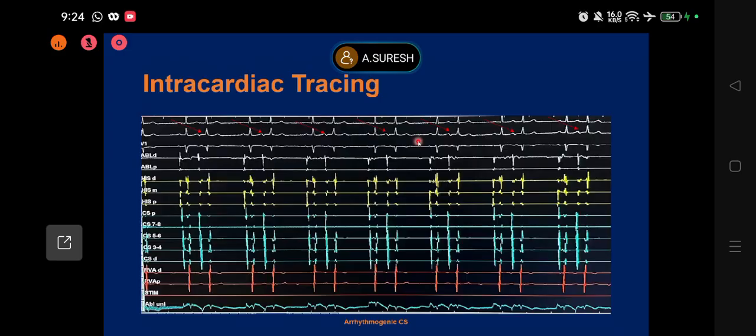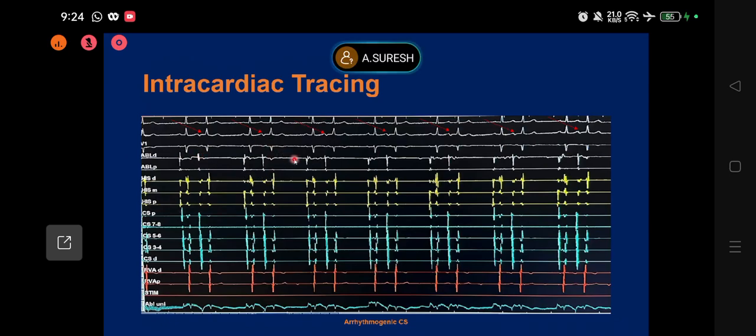If you look at the intracardiac tracing, this is sinus rhythm, and this is the accessory pathway. So there is an inverted P in lead 2. It is atrial bigeminy that we could see, and these were the signals on the ablation catheter.